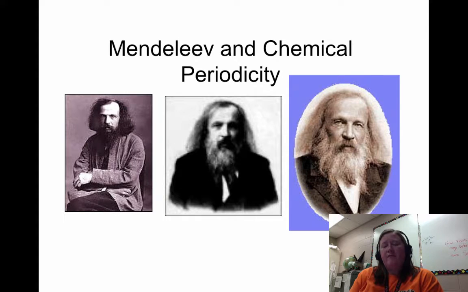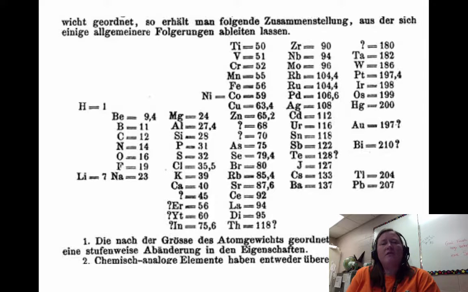So the person to get the credit for putting the periodic table together was a Russian scientist by the name of Mendeleev. And here are some pictures of him when he was younger and then a little bit older. You can see his hair got grayer and his beard got longer, but he hasn't really changed much. So this is an example of the very first periodic table that he put together.